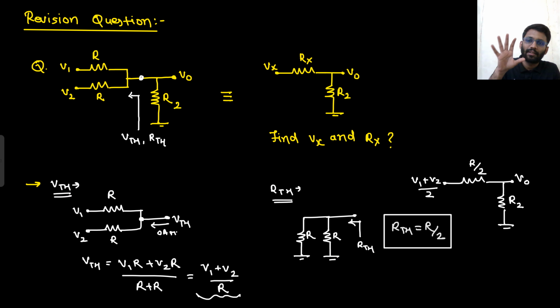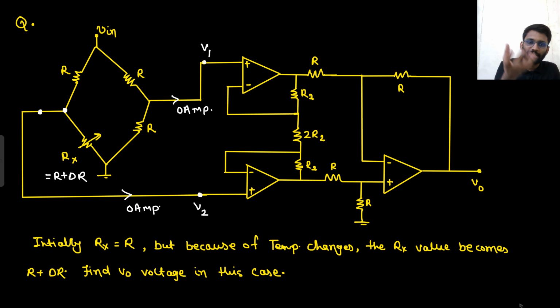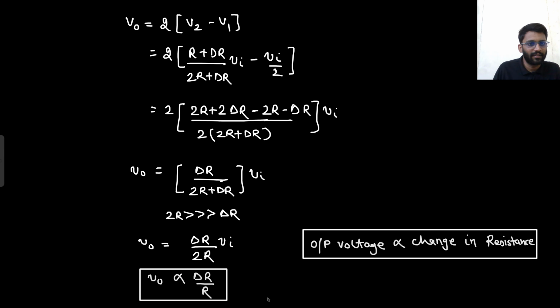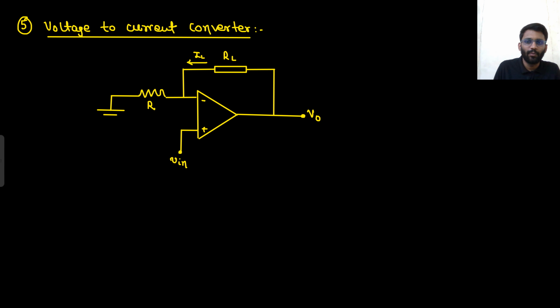We just got to know the application of this instrumentation amplifier. So there was a transducer, then there was an instrumentation amplifier, and with that the change in temperature is changing the Rx value, and the output voltage is proportional to the change in the resistance value. So that we are able to detect. Well and good. Now let's see a few more applications.